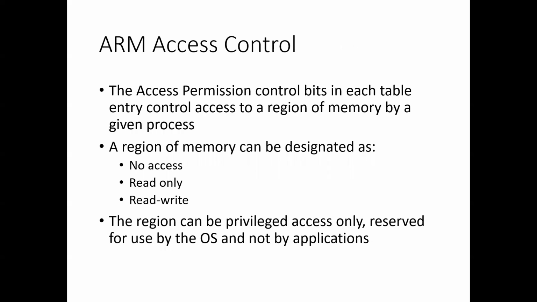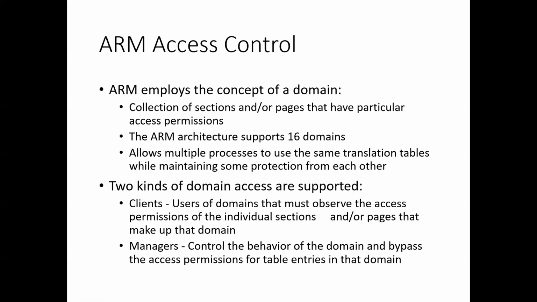For ARM access control, control bits in each table entry give control access to a region of memory by a given process. A region of memory can be designated as no access, read only, or write only. The region can also be privileged access only, reserved for use by the OS and not by applications. ARM employs the concept of a domain for access control, collections of sections and/or pages with a particular access permission. The ARM architecture supports 16 domains and allows multiple processes to use the same translation table while maintaining some protection from each other. There are 2 kinds of domain access supported: one is for clients, and one is for managers.